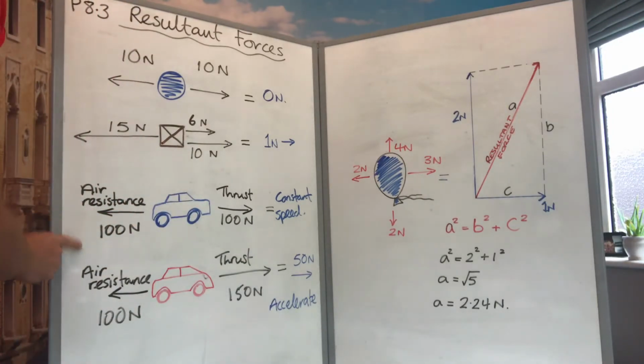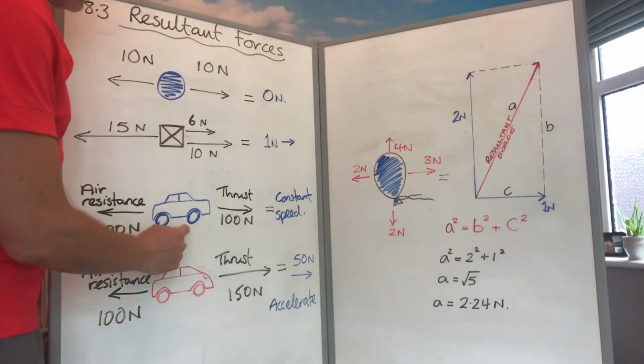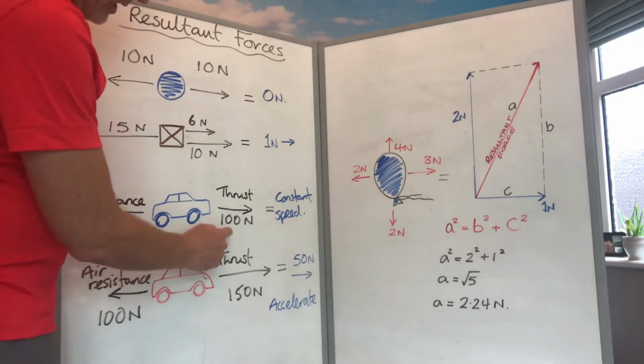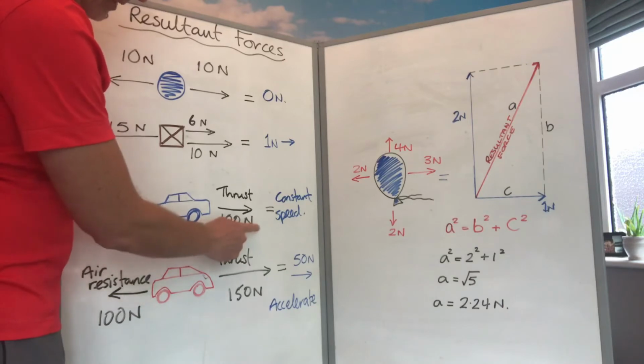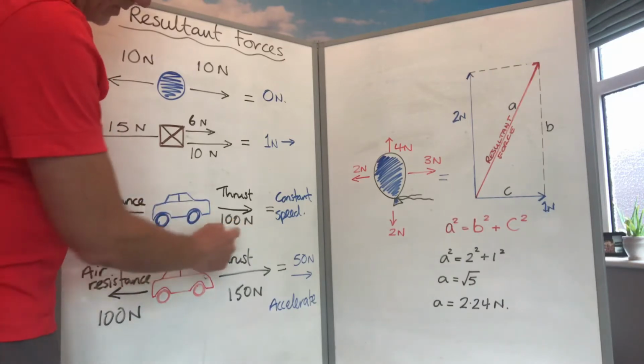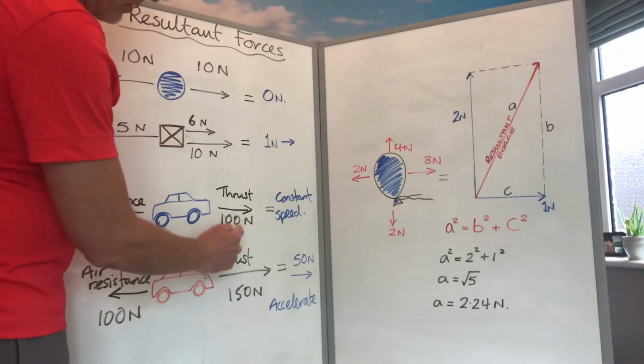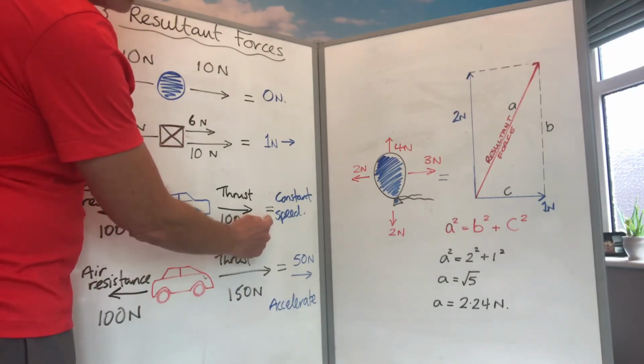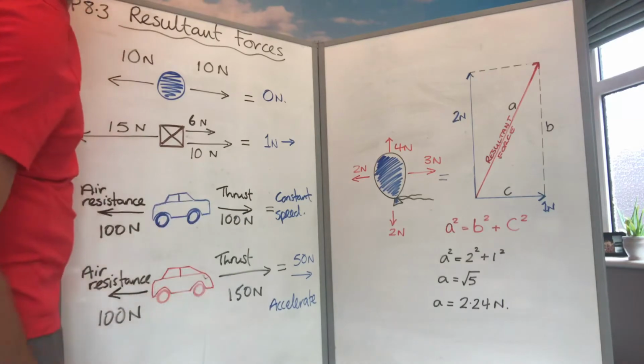If we've got moving objects here, say they're moving at 30 miles an hour, air resistance is pulling to the left, so it's slowing it down. Thrust is causing it to speed up in that direction. Because they're equal and opposite, they cancel out, so the overall resultant force is 0 newtons, and it continues to move at a constant speed of 30 miles an hour.